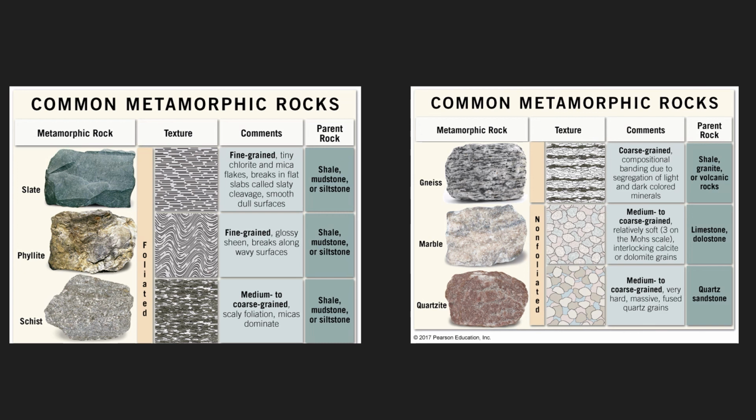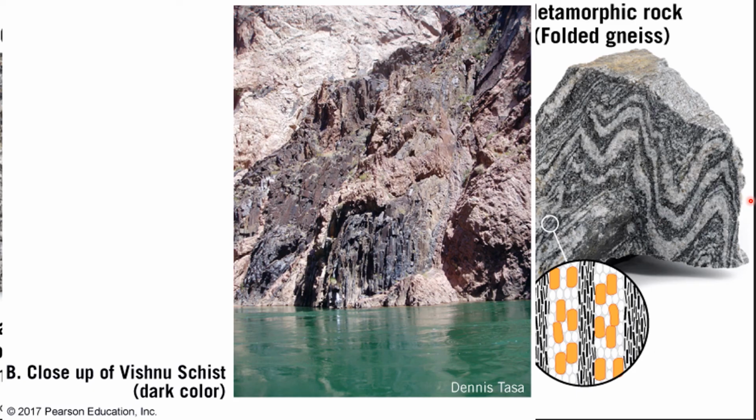Schist is formed regionally by metamorphism of slate, and it is quite schisty. Gneiss is very nice, and it's a banded metamorphic rock with intricate folds. The difference between schist and gneiss is those folds. You don't see them as well in schist. Here we have an example of Vishnu schist and a metamorphically folded gneiss.